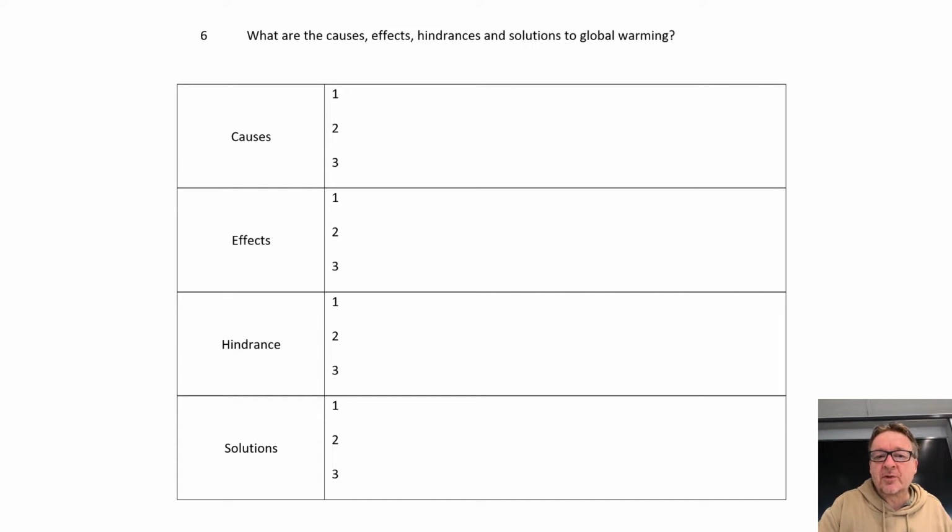Right. So what are the causes, effects, hindrances and solutions to global warming? Obviously global warming is massive. It's affecting every single one of us. So the causes are burning fossil fuels. Okay, it's quite small for me to write on this. Another cause is deforestation.